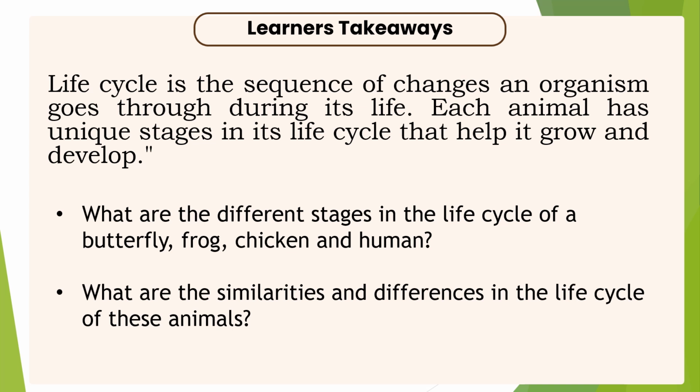Let's take a moment to summarize what we've learned about the life cycle of animals. Life cycle is the sequence of changes an organism goes through during its life. Each animal has unique stages in its life cycle that help it grow and develop. Now, what are the different stages in the life cycle of a butterfly, frog, chicken, and human? And what are the similarities and differences in the life cycle of these animals?